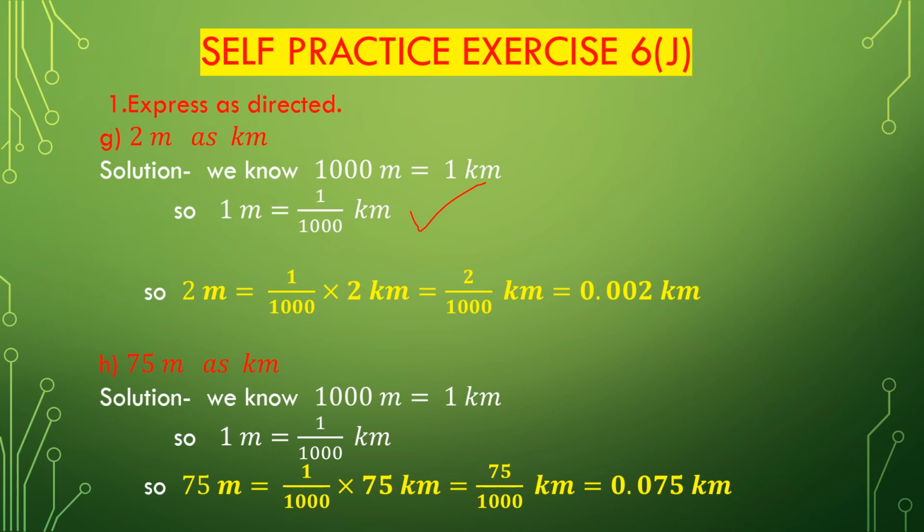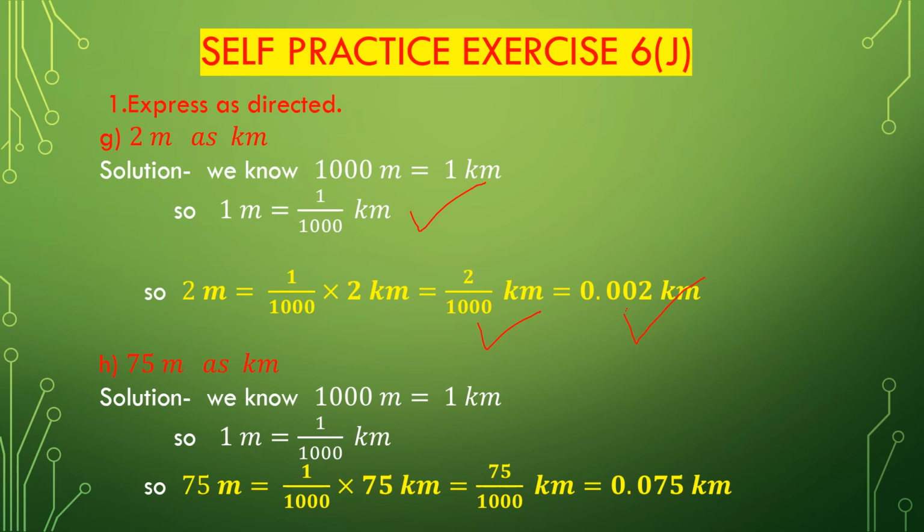So 1 meter will be 1 divided by 1000 kilometer. So 2 meter will be 1 divided by 1000 multiplied with 2 kilometer. So 2 divided by 1000 kilometer. In 1000 there are 3 zeros, so we have to place 3 digits after decimal point. So it will be 0.002 kilometer. So 2 meter is 0.002 kilometer.